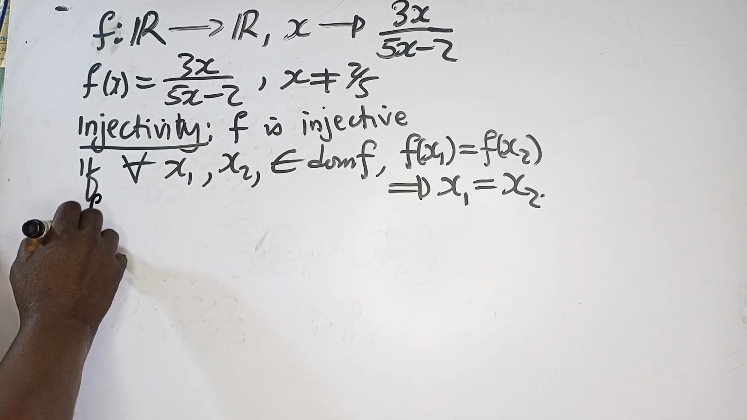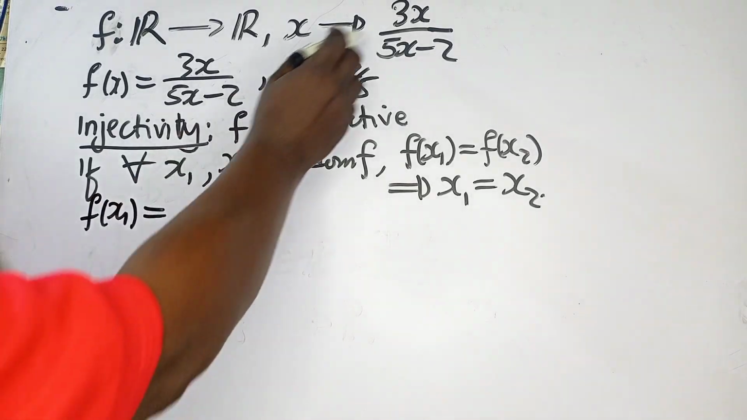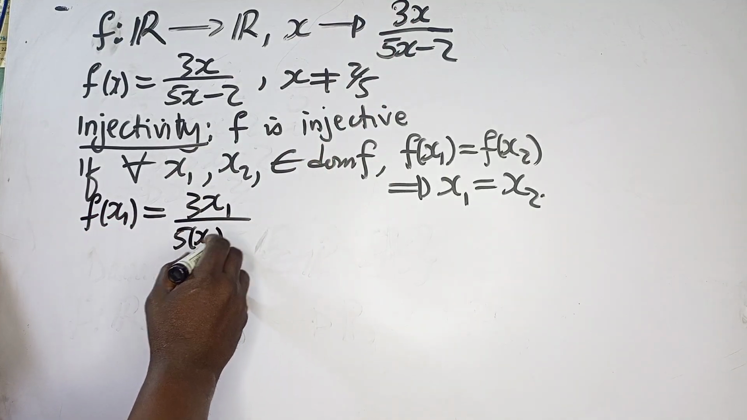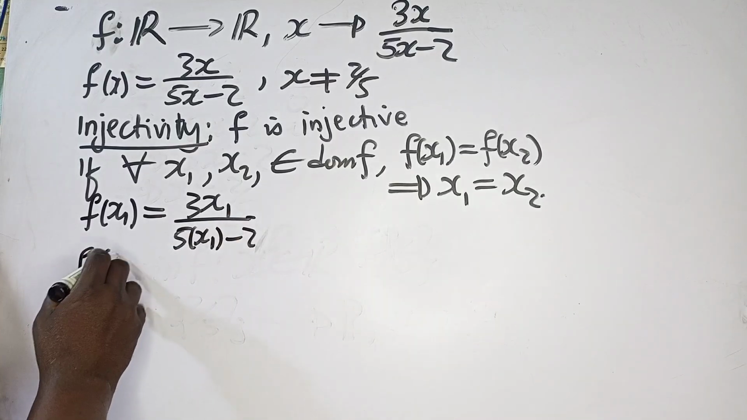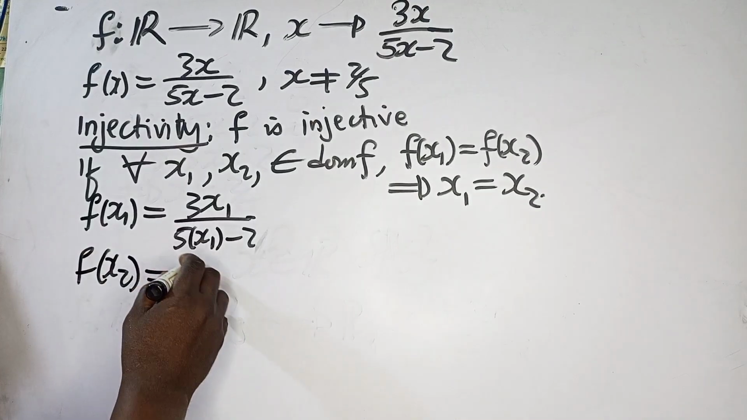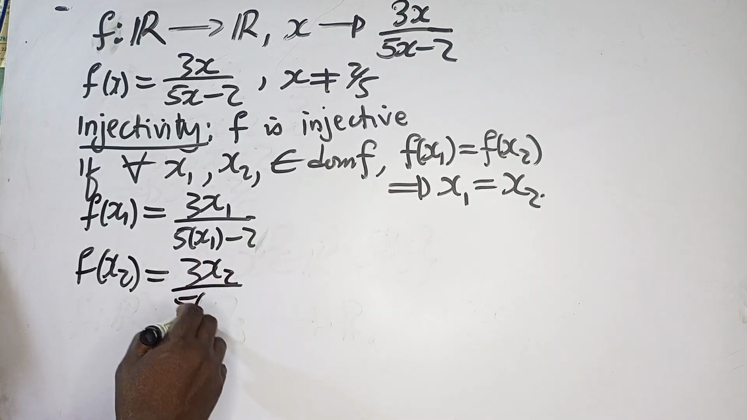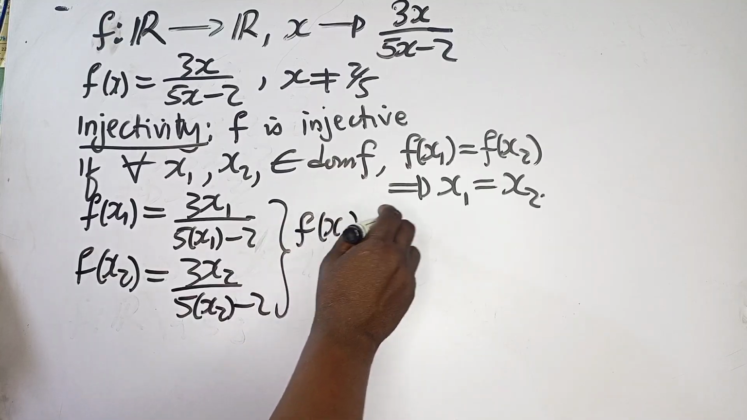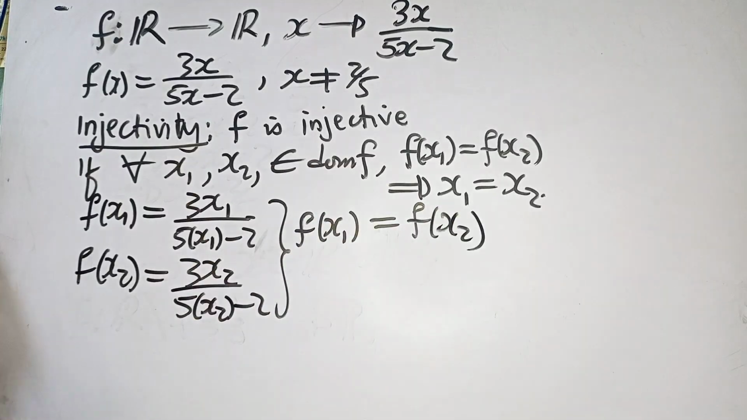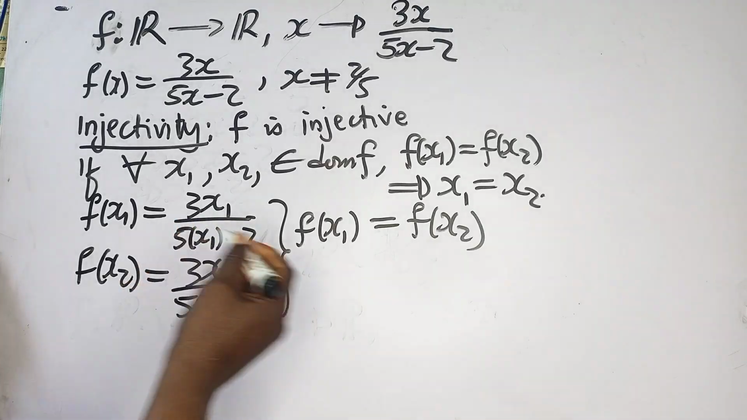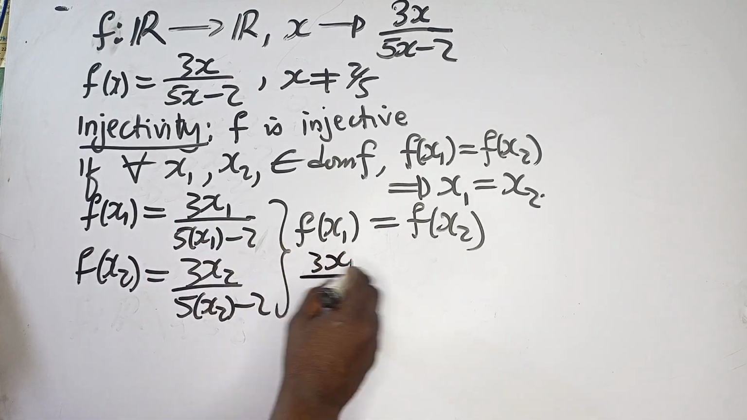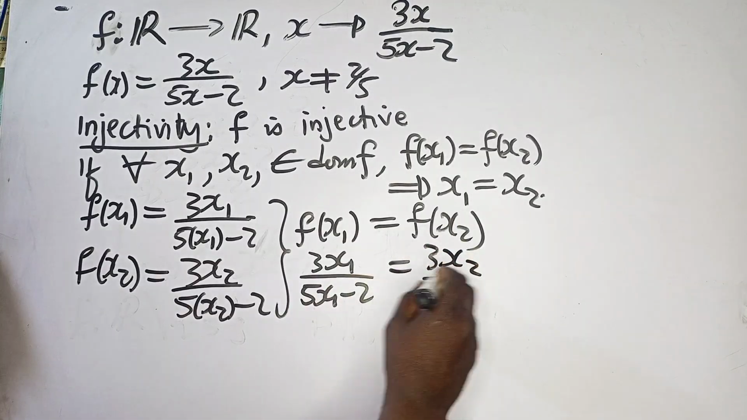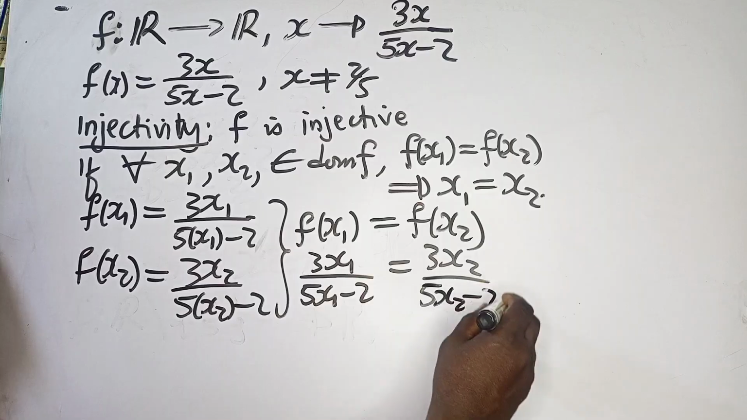What is f of x1? In the place of x, we put x1. We have 3x1 all over 5x1 minus 2. What is f of x2? In the place of x, we put x2: 3x2 all over 5x2 minus 2. Now f of x1 equals f of x2. We equate them, so we're saying 3x1 all over 5x1 minus 2 is equal to 3x2 all over 5x2 minus 2.